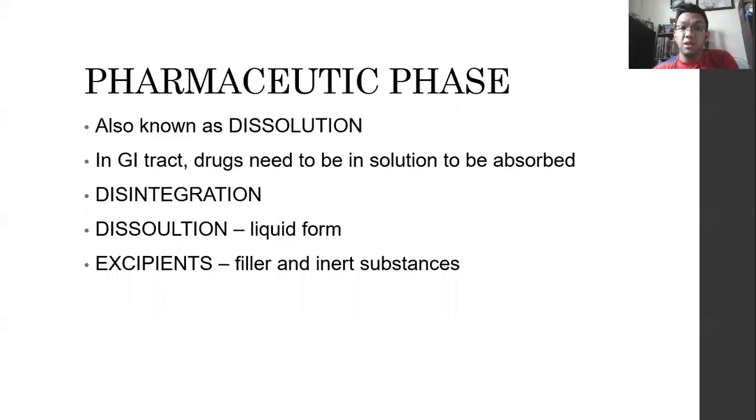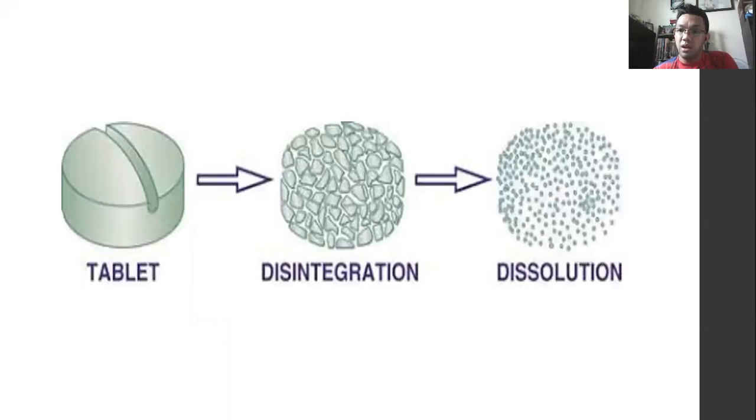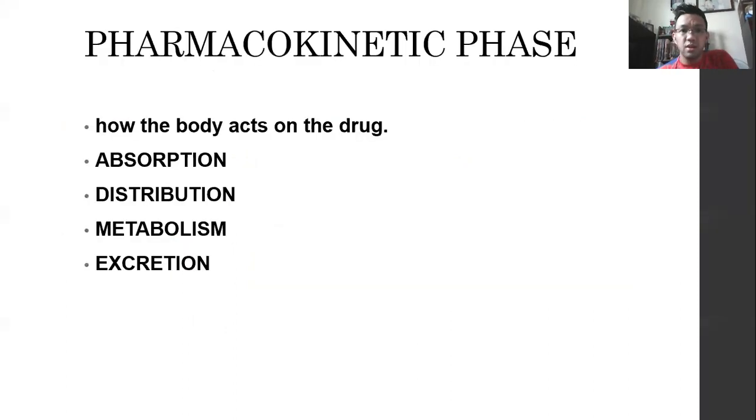The excipients, which are the filler and inert substances, are not the active substances of the drugs. They are just going to go through the GI tract and be excreted out of the system. The important thing here is that the active forms of the drugs are the ones in the solute, or the ones that are being dissolved.